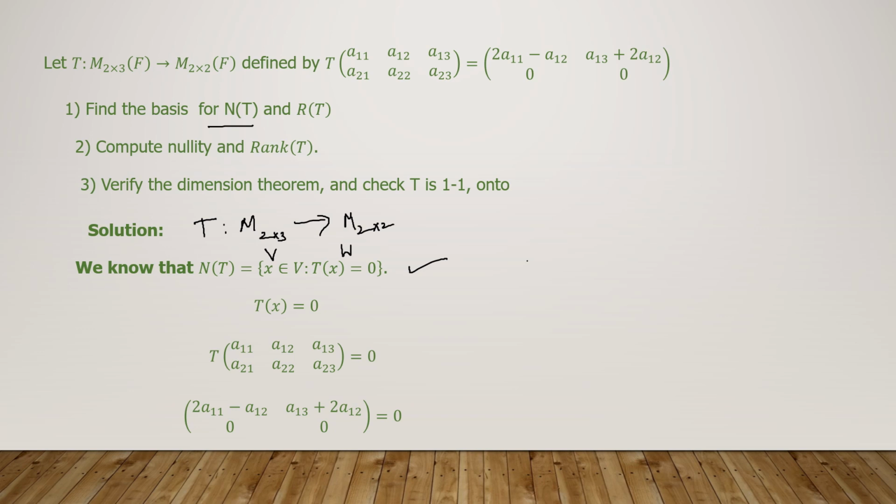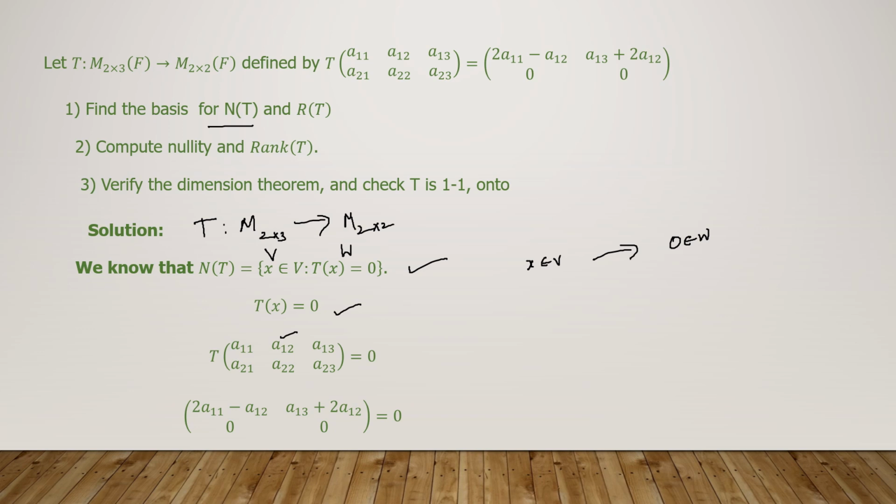That is, all X in V which transform to 0 in W. N of T is a collection of all X in V such that the transformation of such X is 0 in W. To find N of T, let us take the condition T of X equal to 0. With respect to this condition, we are going to find N of T. So here X is an element of V and it is a 2x3 matrix. So I'm taking a general 2x3 matrix A11, A12, A13, A21, A22 and A23.